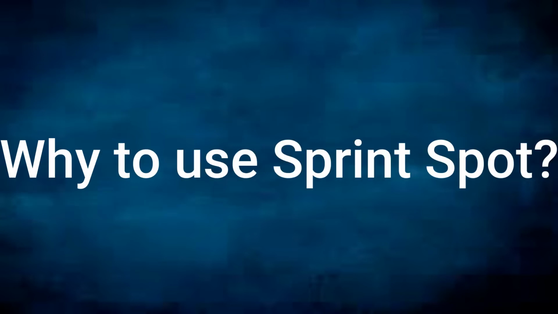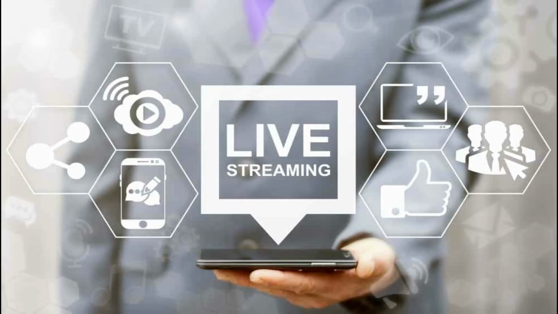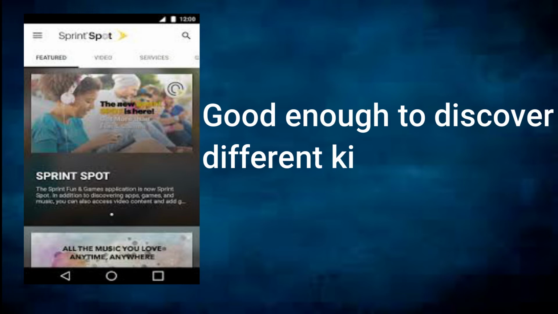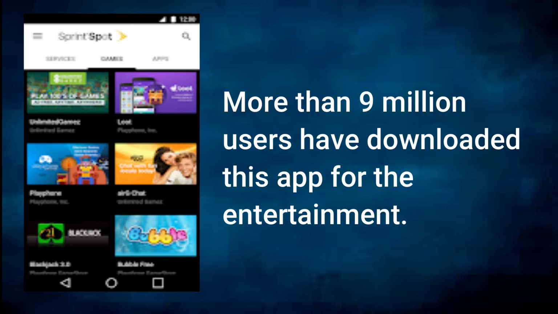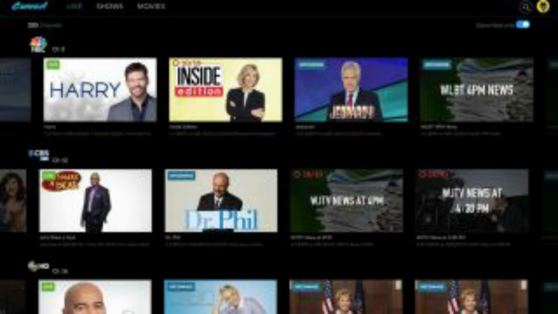Now moving to the next question, why use Sprint Spot? It is good enough to discover the different categories of things and is pretty much straightforward for all the measures using Sprint Spot. In 2004, the Sprint Spot app came up with a wide range of specifications as MobiTV. More than 9 million downloaded Sprint Spot and gave a pretty good response and utilize this app for entertainment.